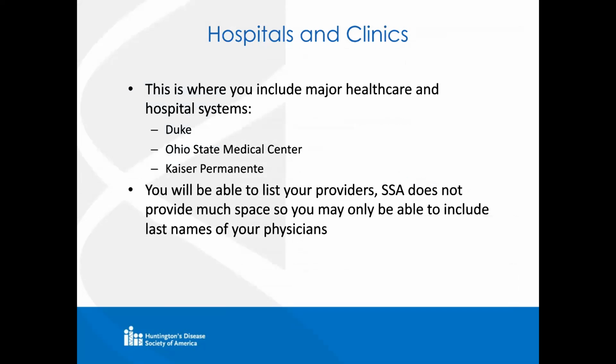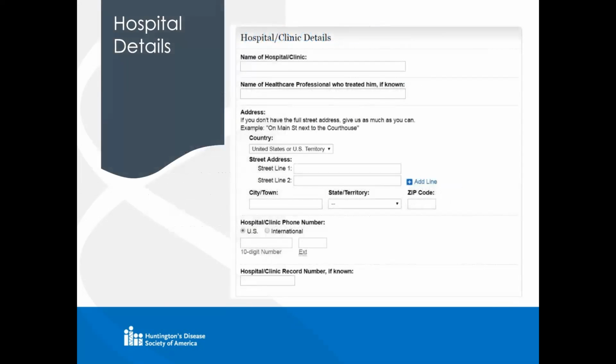You don't get a lot of space to do this, so you may just want to include the last names of your physicians. If you only have 2 physicians, you can include first and last name. But if you have like 4 or 5 physicians, you may only have enough room to include last names, and not everyone may fit. So put the most important people first. Like put your main neurologist first, the main treatment providers first. And then if there's not enough room, you could always add that under the treatment section, like the treatment provided or medical conditions treated. You do have some space to add that information.